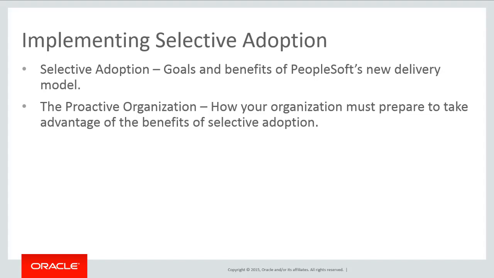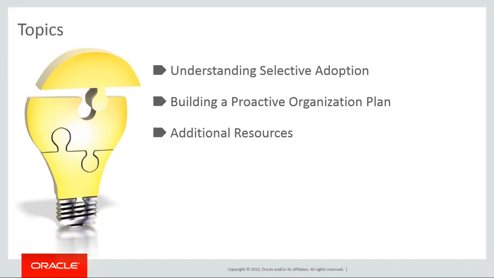Remember, selective adoption is an entirely different way of approaching maintenance and updates, one that you should prepare for so you're not left behind. I'm going to be covering these major topics. First, understanding what selective adoption is and the benefits it entails. And second, what you can do to build a proactive organization plan that helps you get the most out of selective adoption. And finally, we'll look at additional resources that are available.